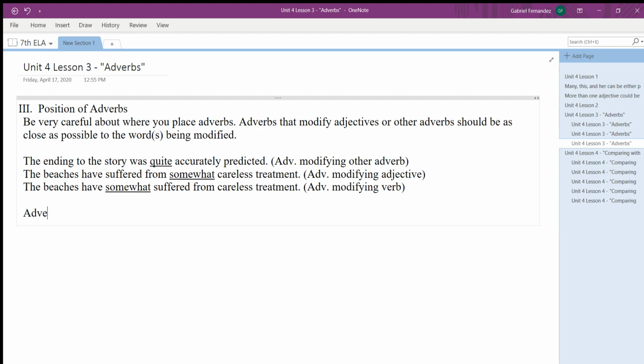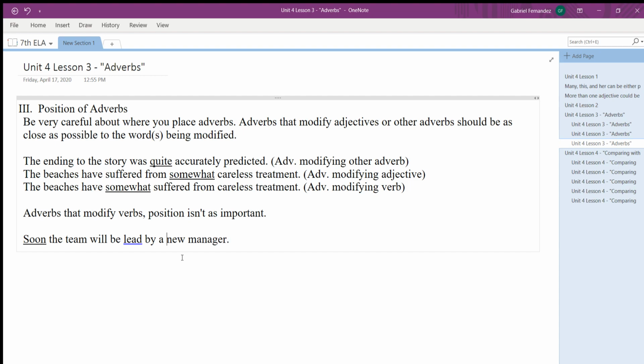In the cases of adverbs that modify verbs, position isn't as important. As in the examples, let's use the adverb soon. Soon, the team will be led by a new manager. And of course, if we're using soon here, we're using it as a transitional word, so we do need to have a comma there.